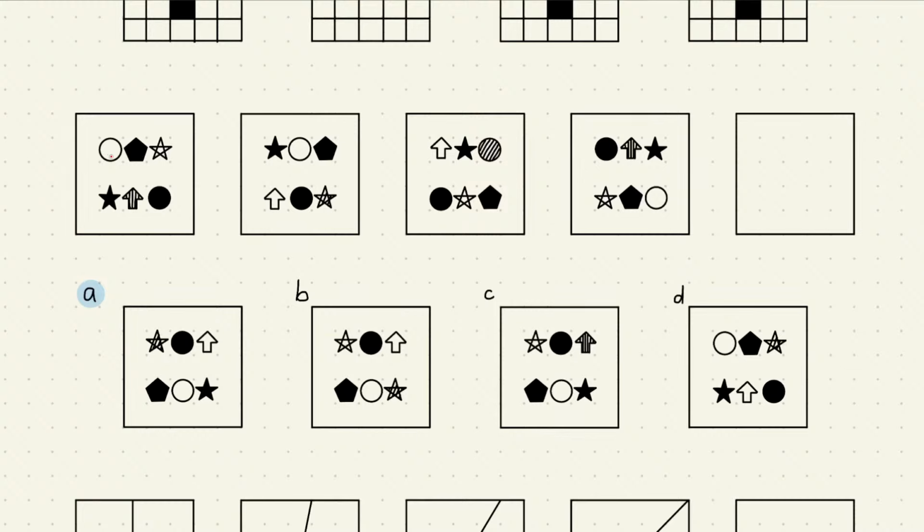Okay, so I can see the circle moves there. This pentagon moves there, star moves down, circle moved across, the arrow moved across. Right, so they're just moving around in that kind of rotation. That only unfortunately eliminates option D, because the star moves up, so there should be a star in this corner here, which there is in A, B, and C, but not in D.